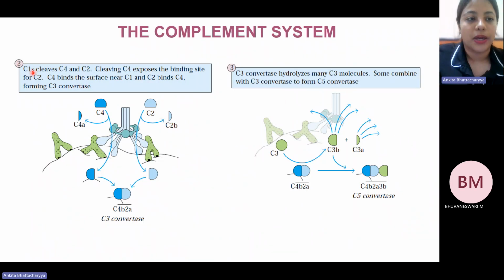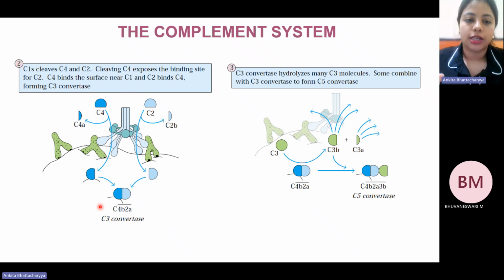So in this case, C1S is next able to act upon C4 and C2. Cleaving C4 exposes the binding site for C2. C4 is able to bind the surface near C1. C2 also binds C4, forming the C3 convertase. The names might be confusing. What you effectively need to understand is that the final complex which is now getting formed is a result of the association between C4 and C2 cleavage products.